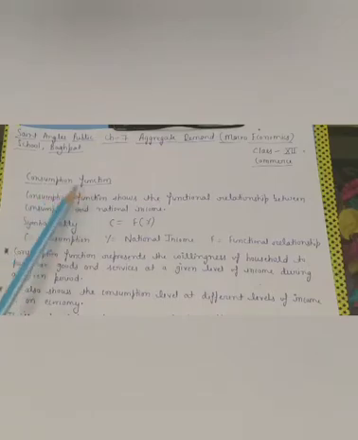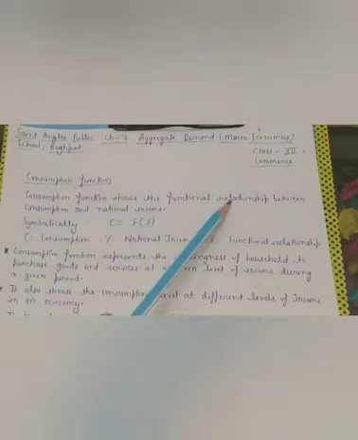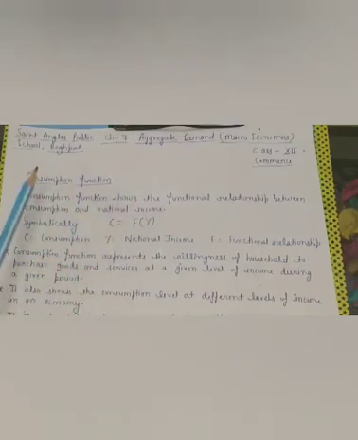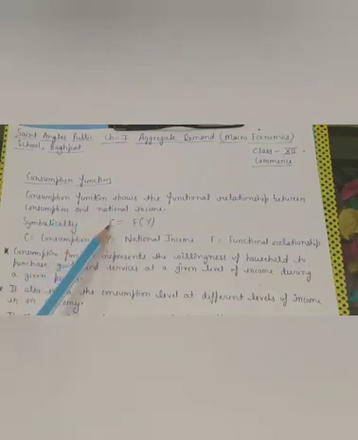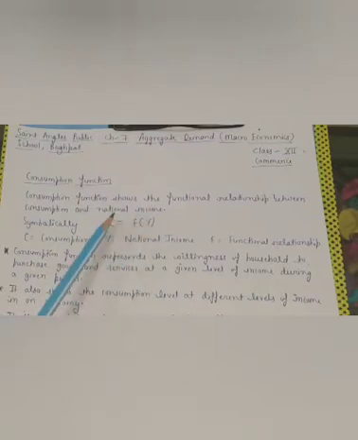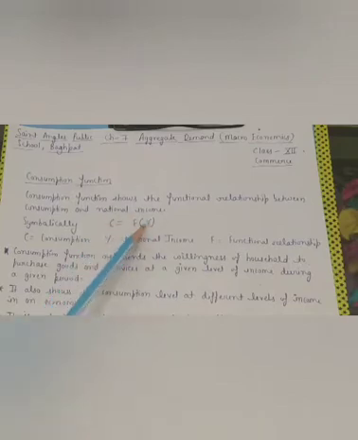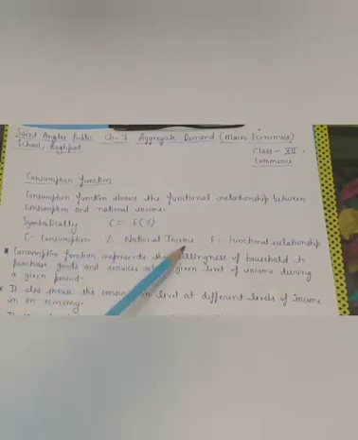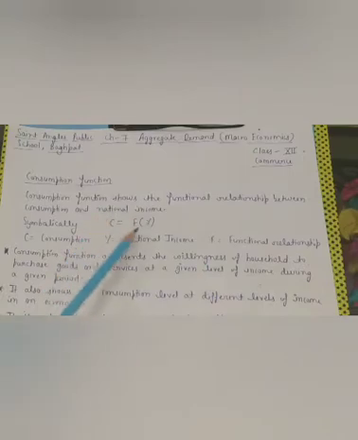See, what is the meaning of consumption function? Consumption function shows the functional relationship between consumption and national income. Symbolically, consumption function can be represented in this form: C equal to f(Y). C means consumption, f means functional relationship, Y means national income. You can say like this: consumption depends on the level of national income. C equal to consumption, Y is equal to national income, f equal to functional relationship. I hope all of you have understood.